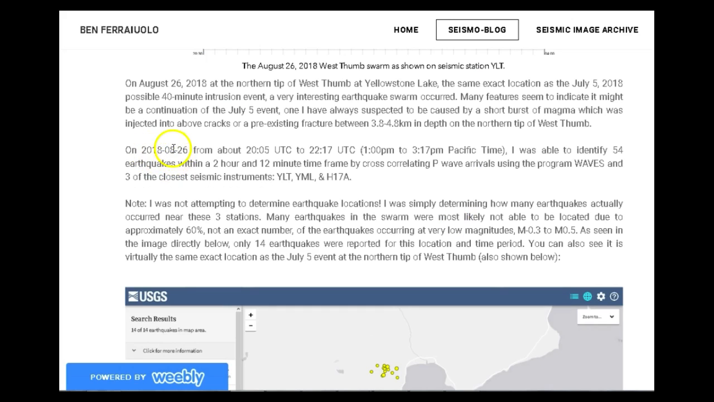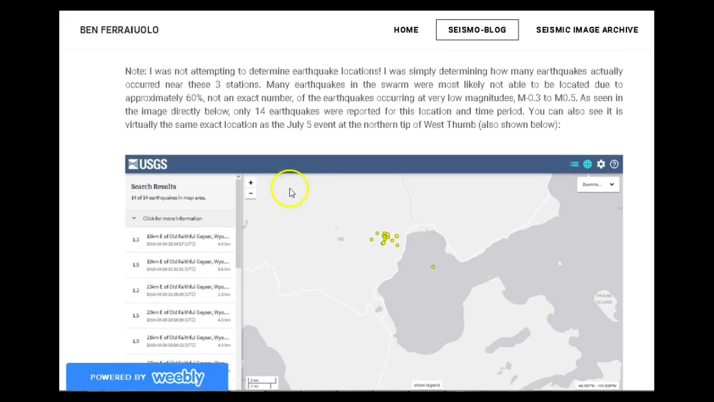On 2018-8/26, from about 20:05 UTC to 22:17 UTC, that's 1 p.m. to 3:17 p.m. Pacific Time, I was able to identify 54 earthquakes within a 2-hour and 12-minute time frame by cross-correlating P-wave arrivals using the program WAVES and 3 of the closest seismic instruments, YLT, YML, and H17A. Note, I was not attempting to determine earthquake locations. I was simply determining how many earthquakes actually occurred near these 3 stations.